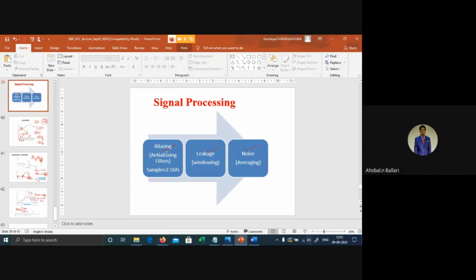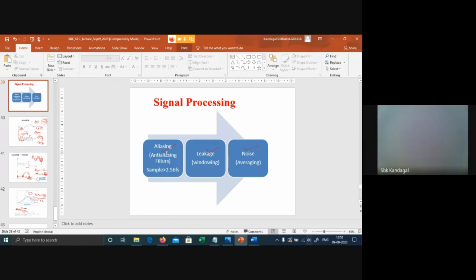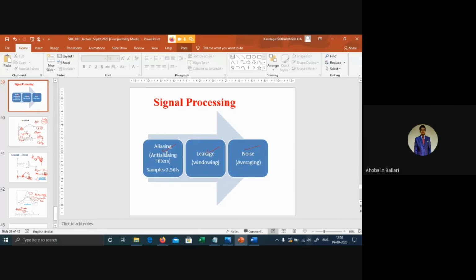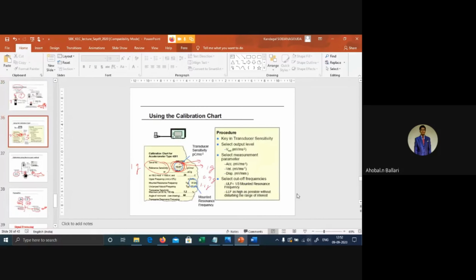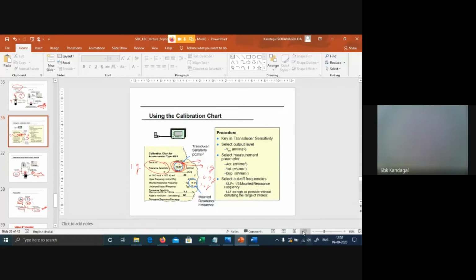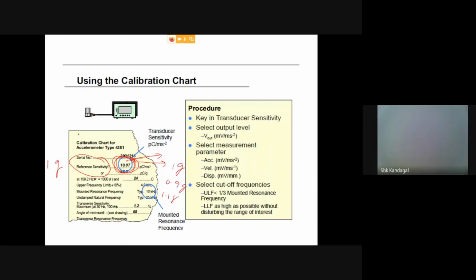Sir, I have one more doubt. As you said, we have to know the natural frequency of the accelerometer also before conducting the experimentation. Will that be provided by the manufacturer, or do we have to do any other test to find it? See here, if you observe, this sheet is given. In continuation of that, the manufacturer will give one more chart. That chart will have a graph like this. So from that you can decide.